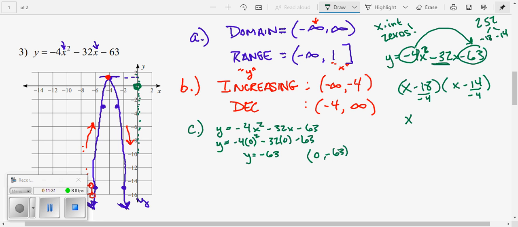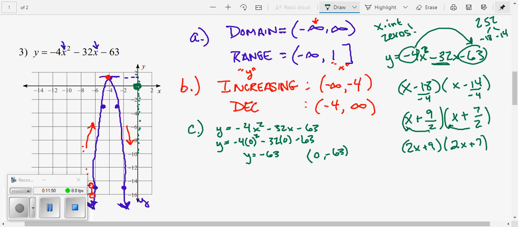And we're going to simplify this fraction to 9 over 2. We're going to simplify this fraction to 7 over 2. And then we'll do the old bottoms up method. We get (2x + 9)(2x + 7). Set those equal to 0.